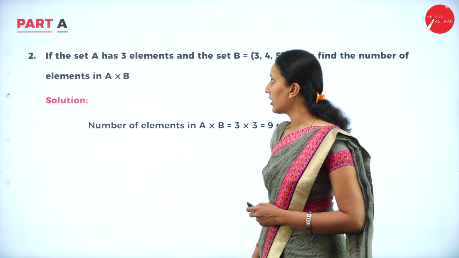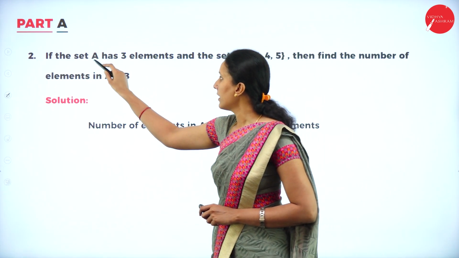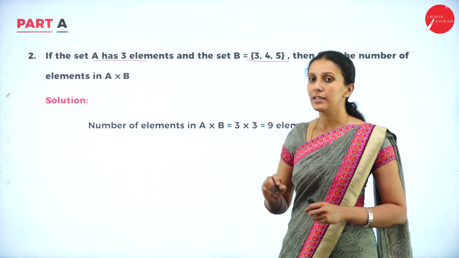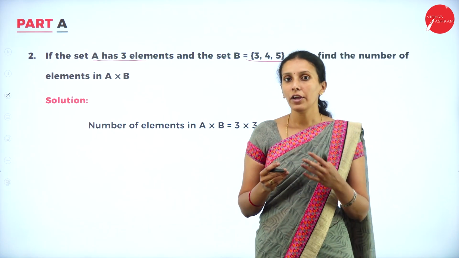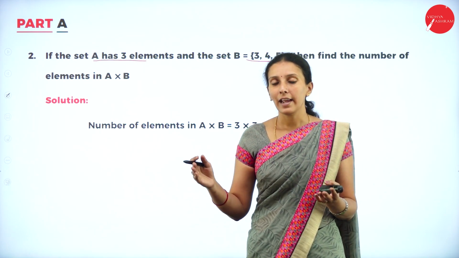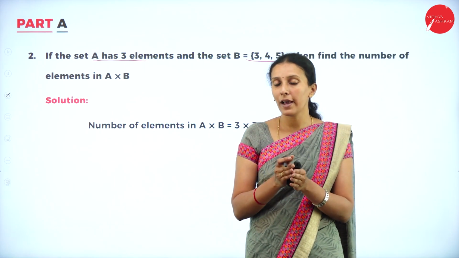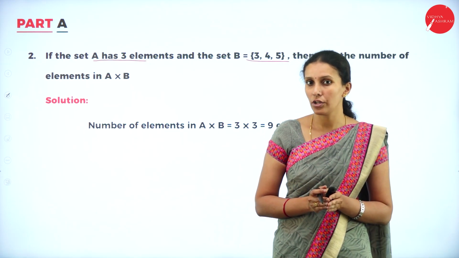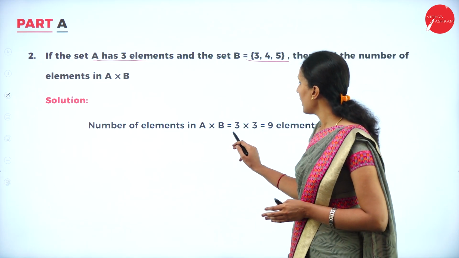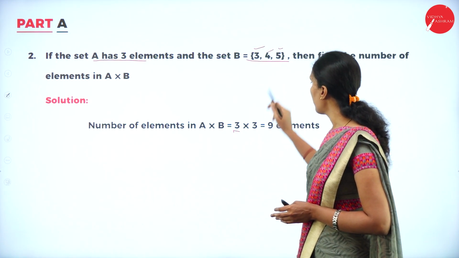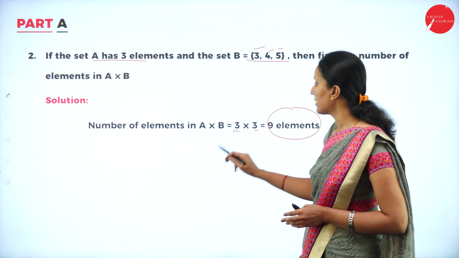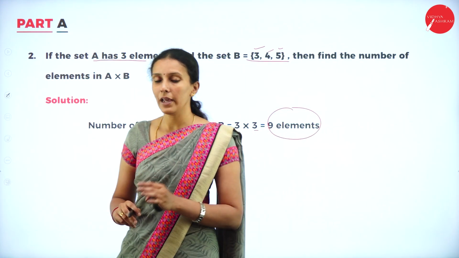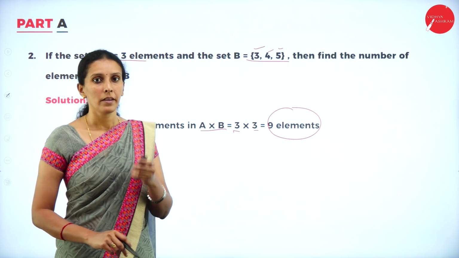Now let's see the second question. If A has 3 elements and B is {3, 4, 5}, find the number of elements in A cross B. Whenever you have the number of elements in A and the number of elements in B, just multiply them to find the number of elements in A cross B, that is, the Cartesian product. Hence, we have 3 elements in A and 3 elements in B. So there will be 9 elements in A cross B. Just multiply the number of elements in set A and set B, you will get the answer. Next question.